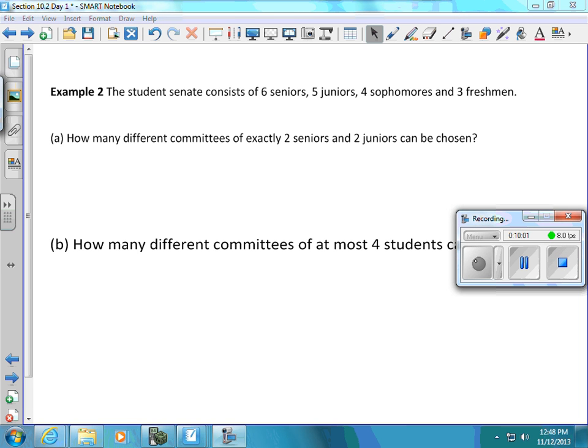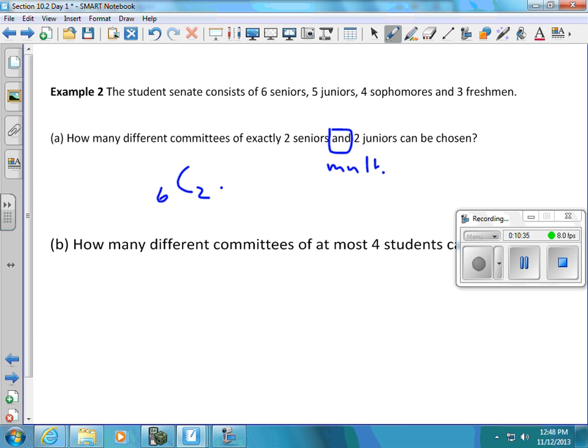Okay, let's do a few more just to make sure we have it, and then we're probably good. How many different committees of exactly 2 seniors and 2 juniors can be chosen from 6 seniors, 5 juniors, 4 sophomores, and 3 freshmen? So look for your keyword, your and or your or. What's the implied and or implied or? And is explicitly written right here: 2 seniors and 2 juniors. And means multiply. So we can pick 2 seniors, there's 6 of them, choose 2, times juniors, there's 5 juniors, choose 2. We put this in our calculator, we get 15 times 10, which is 150 choices.